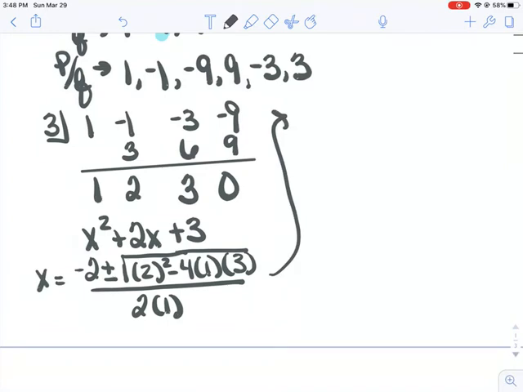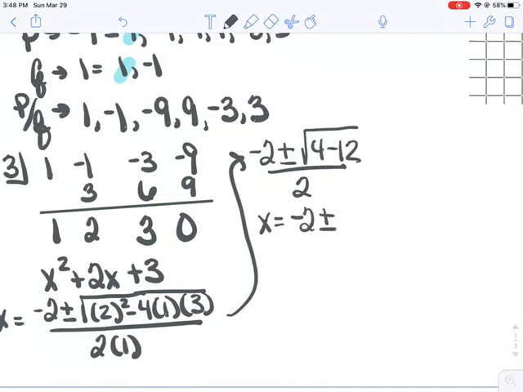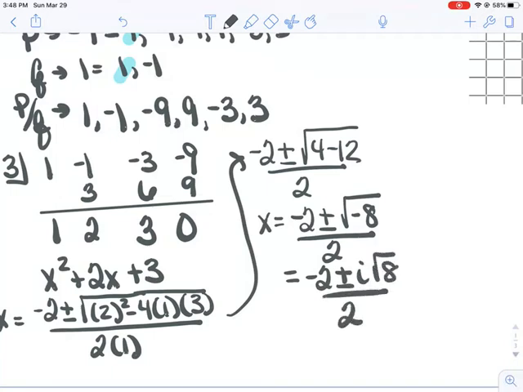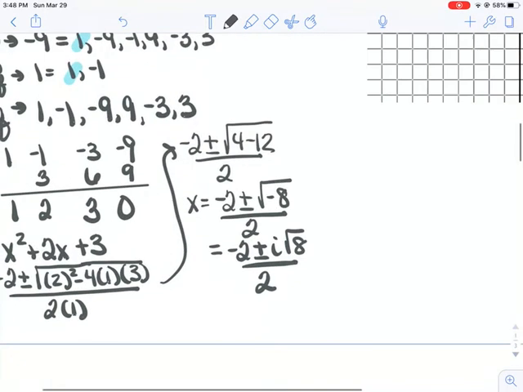Okay, so I'm kind of running out of room here, so I'm going to come up here, and I'm going to get negative 2 plus or minus the square root of 4 minus 12, all over 2. That makes sense because they're going to be complex. Square root of negative 8 all over 2. So that's negative 2 plus or minus i times the square root of 8, all over 2. So there are my other two roots. They are imaginary. So 3 and negative 2 plus or minus i square root of 8 all over 2 are my roots.